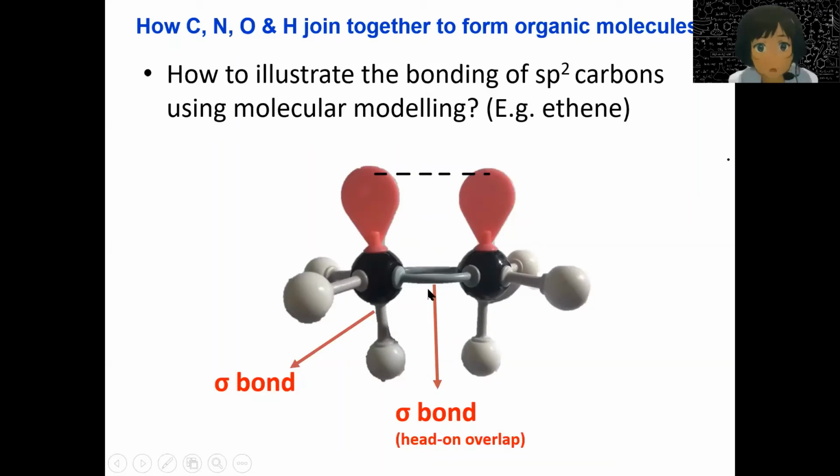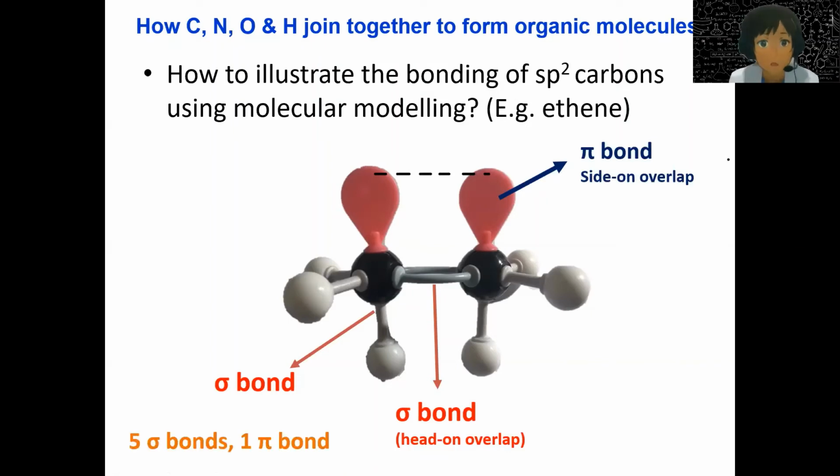And for your double bond, one of them is a sigma bond, which is a head-on overlap between the sp2 orbitals. And for these red bonds over here, they are actually the pi bonds, which is a side-on overlap of the p orbitals. So I'm actually going through the answers for the previous question. For ethene, which is C2H4, there are 5 sigma bonds and 1 pi bond. Remember, your double bond consists of 1 sigma bond and 1 pi bond.